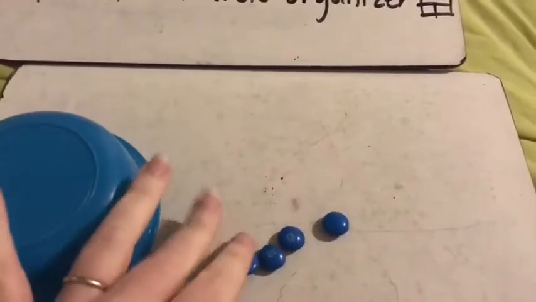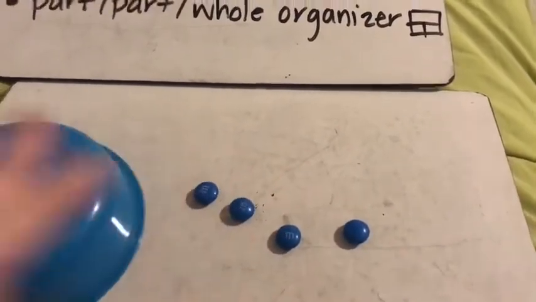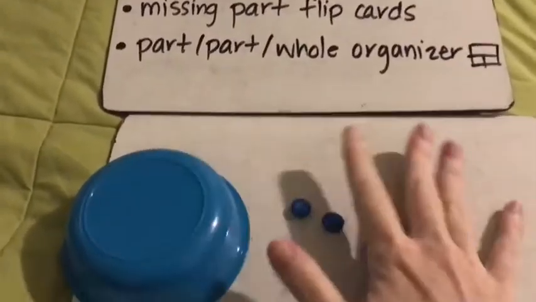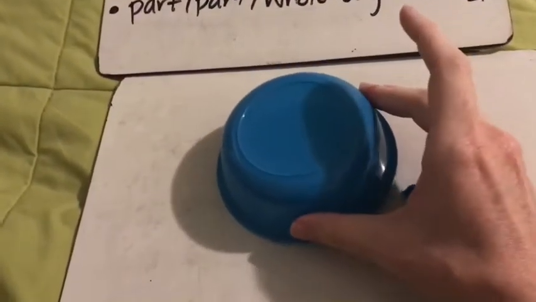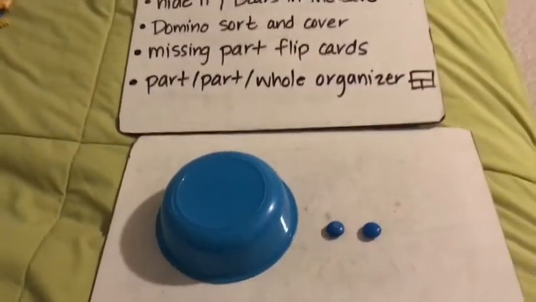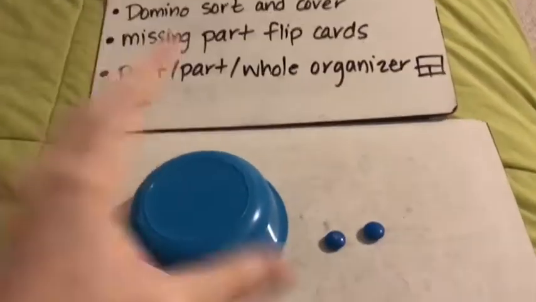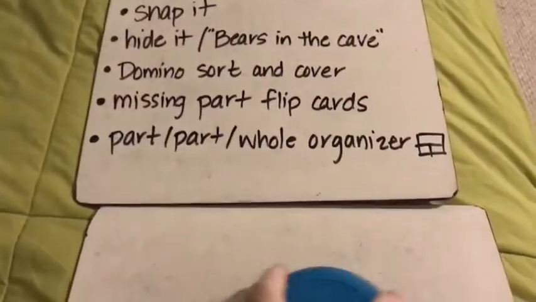And if you do bears in the cave, you just name whatever manipulative you're using bears. You can say there's 4 bears. You always want to tell them what is the whole. There's 4 bears. All right, close your eyes. Let me see if I can hide. The bears are in the cave. And then, can you tell me how many bears are in the cave? So if 2 are out, then 2 must be in. And then they can check. Okay, so that's hide it or bears in the cave.